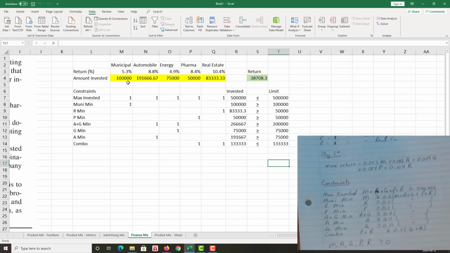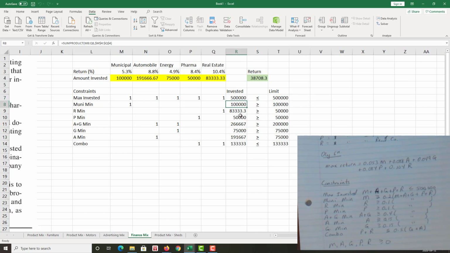I'm going to put 100 grand in the munis. $191,666.67 in automobiles. $75,000 in energy. $50,000 in pharma. $83,333.33 in real estate. My return will be $38,708.30. I am going to invest all my money because the amount I actually invest is at my limit.